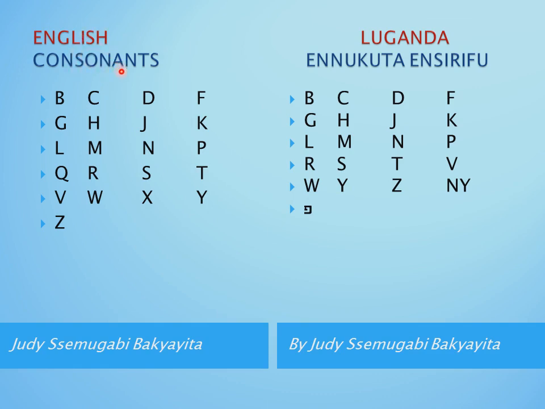English consonants, and in Luganda we say enukta ensilif. English: B, C, D, F, G, H, J, K, L, M, N, P, Q, R, S, T, V, W, X, Y, Z. In Luganda: Ba, Cha, Da, Fa, Ga, Ha, Ja, Ka, La, Ma, Na, Pa, Ra, Sa, Ta, Va, Wa, Ya, Za, Nya, Nga.